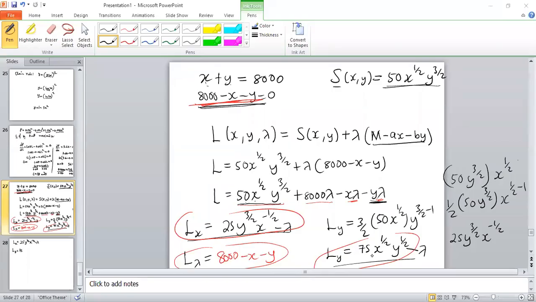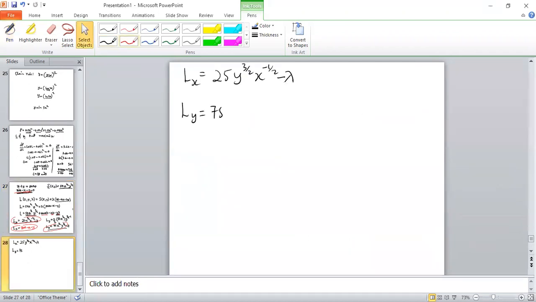So 75 x to the power half, y to the power half, minus lambda. So you have 75 y to the power half, x to the power half, minus lambda. Then the other one is, of course, the one you've differentiated with lambda, which is 8,000 minus x minus y.